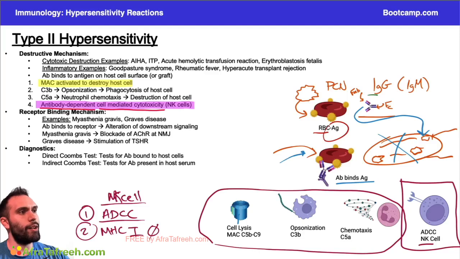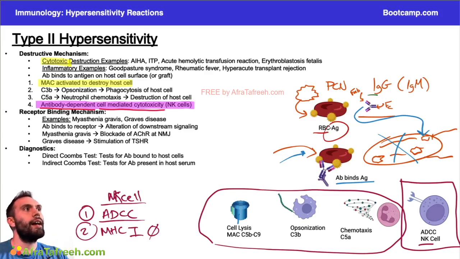Those are the big things for natural killer cells to remember, if you had to remember anything. Okay, so let's run through this really quickly. Again, this is sometimes referred to as a cytotoxic process, a cytotoxic hypersensitivity. Why is it cytotoxic? Because we're destroying cells. Cytotoxic, cell toxic, we're destroying cells.